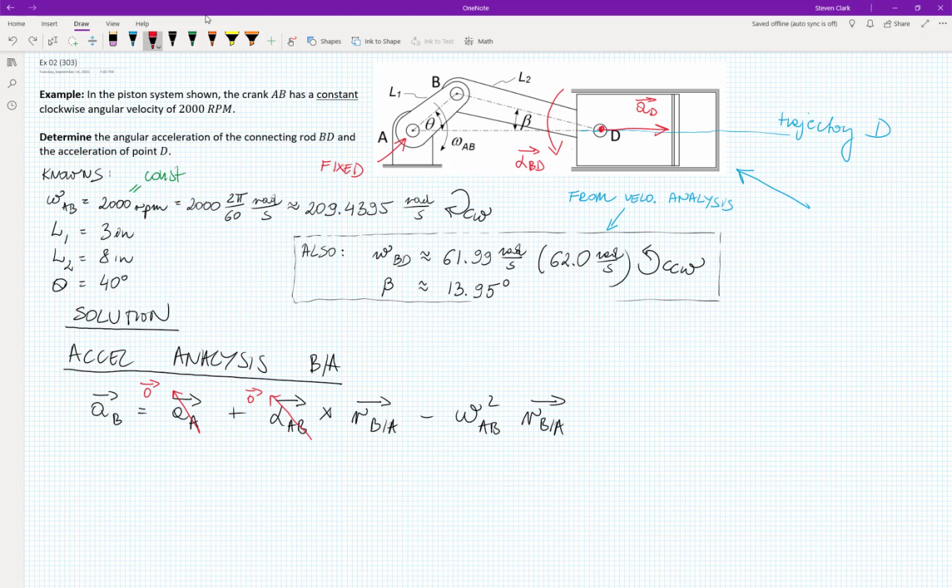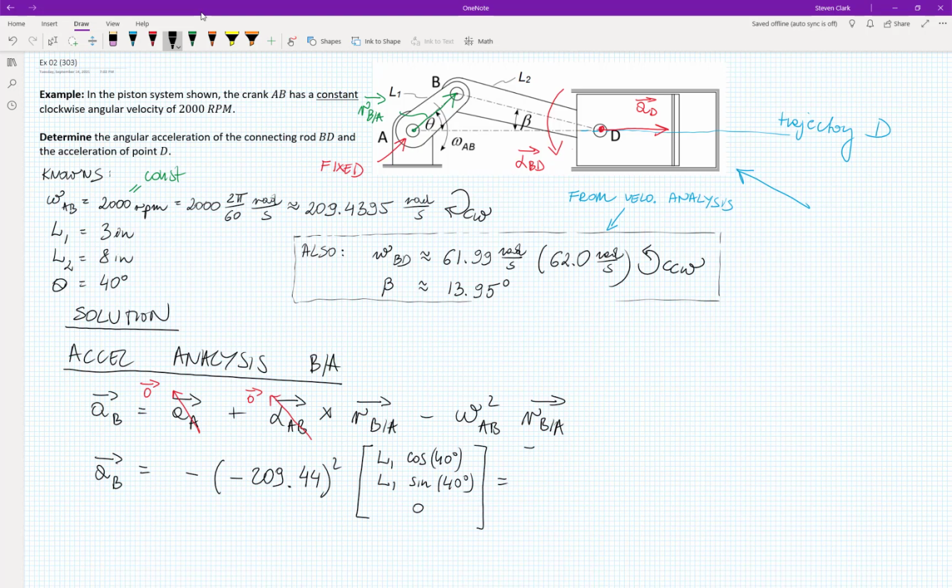Okay. So thanks to you guys, our problem is simplified tremendously because now our AB has only one component. It will be minus 209.44 squared times this vector. Okay, I need that vector. Let me use green maybe to draw it. So this will be our RBA. And I think that the components of RBA are L1 cosine 40 degrees and L1 sine 40 degrees.